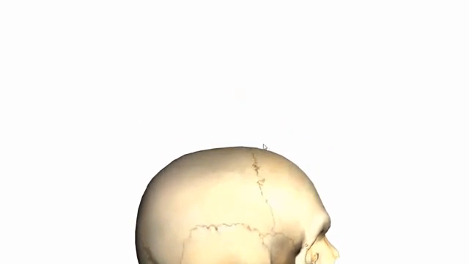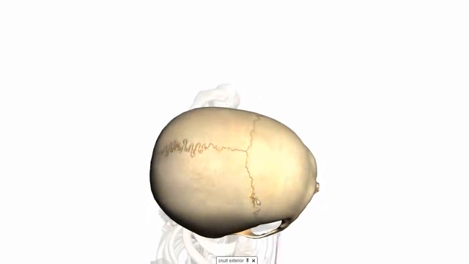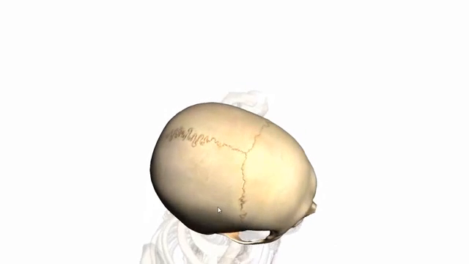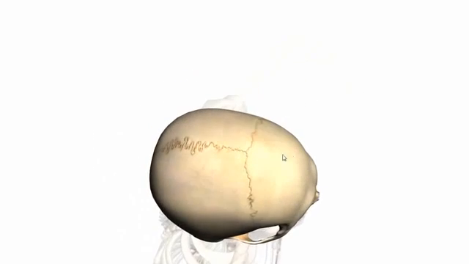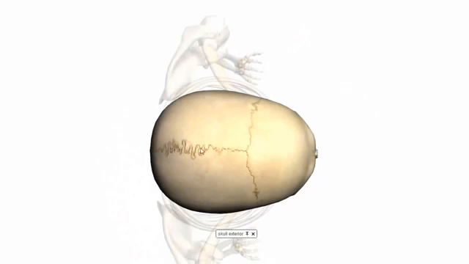So the first suture I'm going to show you is the coronal suture. So it's this suture running here, and it's called the coronal suture because it lies in the coronal plane. So the second suture you can see is this one here, connecting the parietal bones, and this runs right down the median sagittal plane, so it's called the sagittal suture.